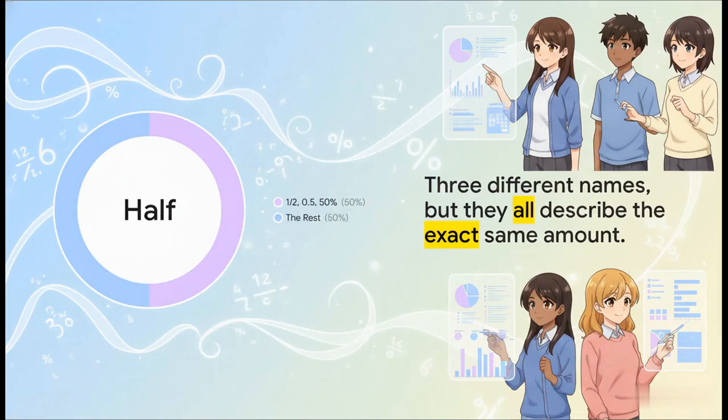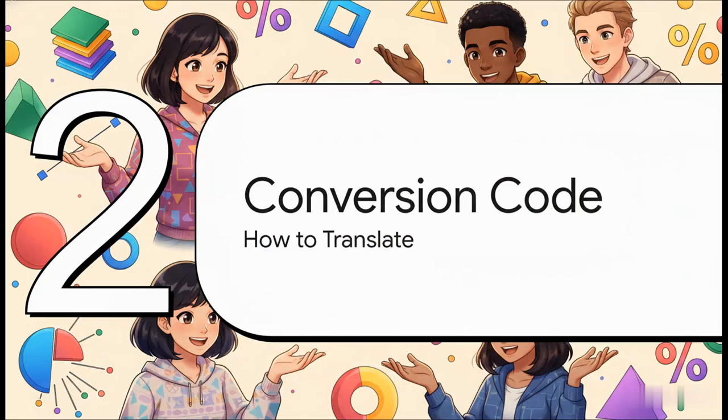And boom, this right here shows you everything you need to know. Just look at this chart. That shaded part is exactly half the circle, right? We can call it 1/2. We can call it 0.5, or we can call it 50%. Three different names, three different languages, but they're all pointing to the exact same amount. That's the big idea.